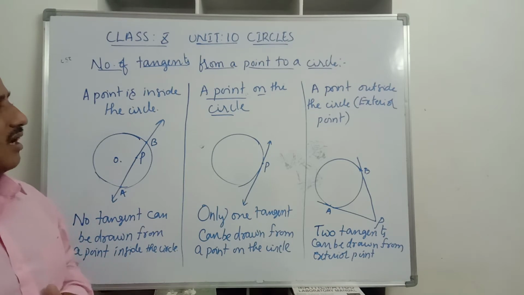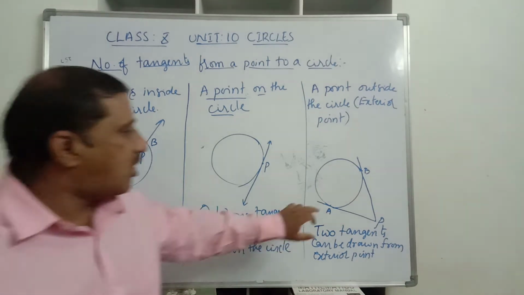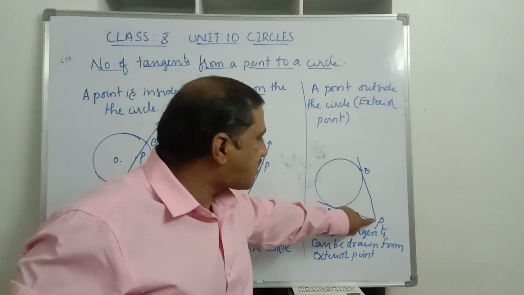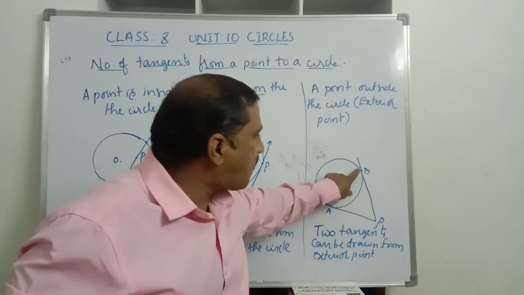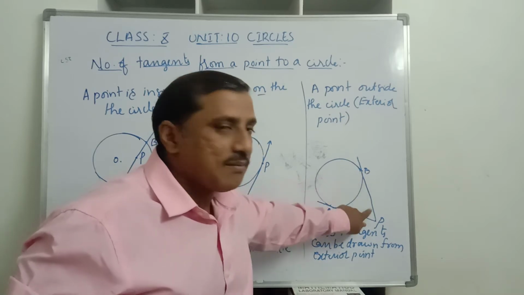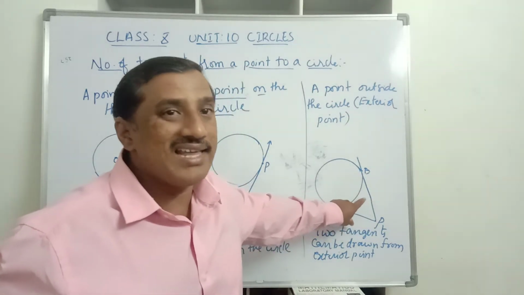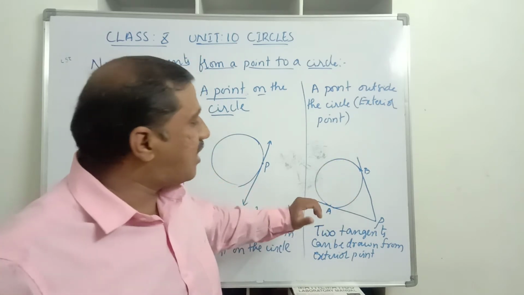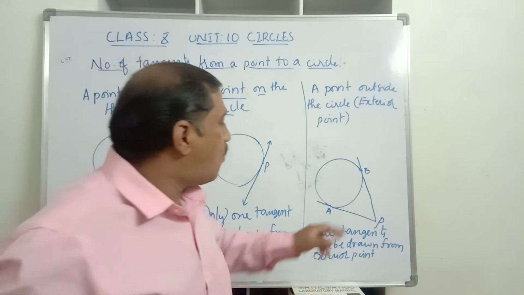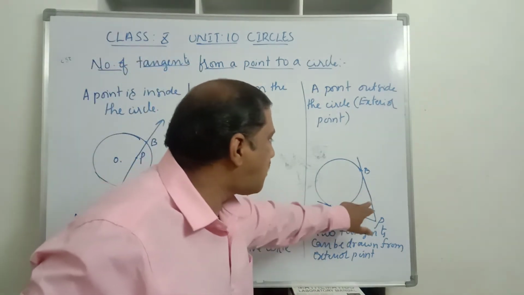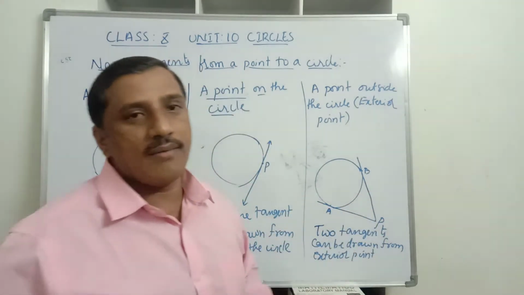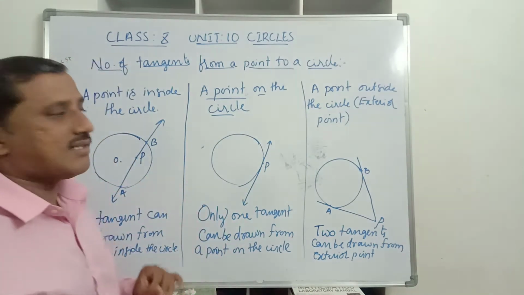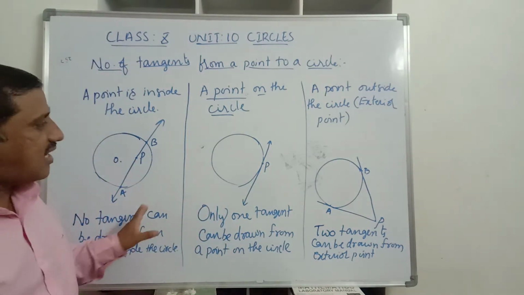Now we'll discuss what we call this segment, that is, from the external point to the point of contact. What do we call this segment? This segment is known as the length of the tangent. Now we'll discuss what the length of the tangent is. What is the relationship between the lengths of the 2 tangents drawn from an external point? We will discuss it in the form of a theorem. Is it clear, children?